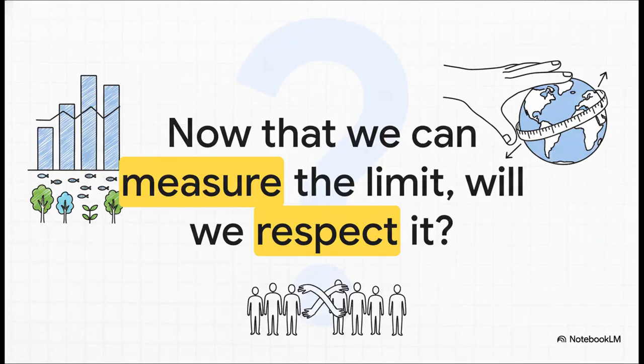So here's the bottom line. We have the scientific tools to calculate nature's budget. We can figure out the maximum sustainable yield. The science can draw the line in the sand for us. So the final question, it isn't really a scientific one anymore. It's a human one. Now that we know how to measure the limit, will we actually respect it?